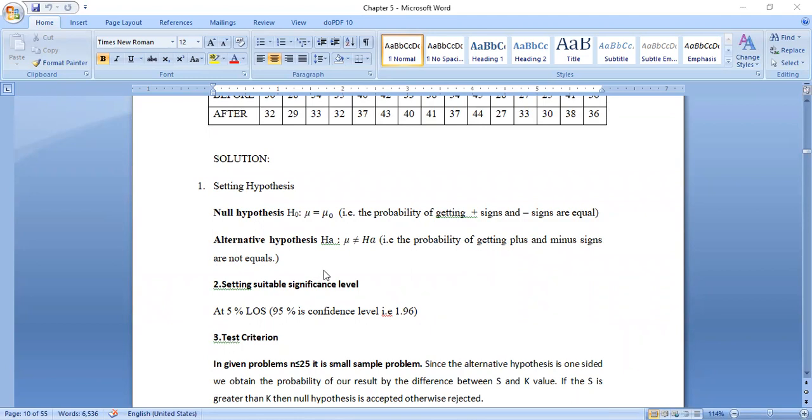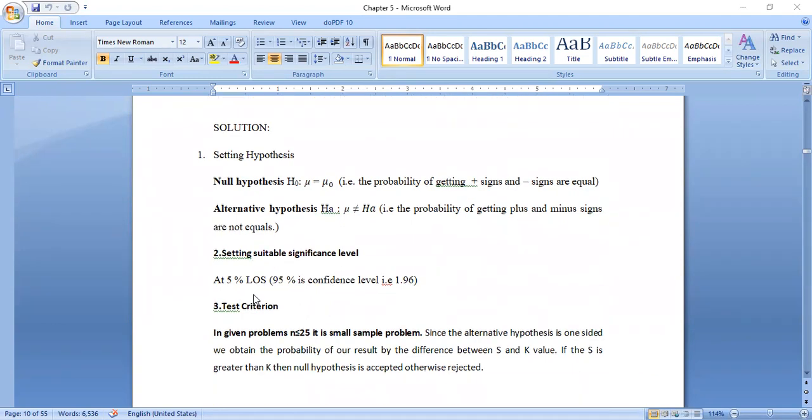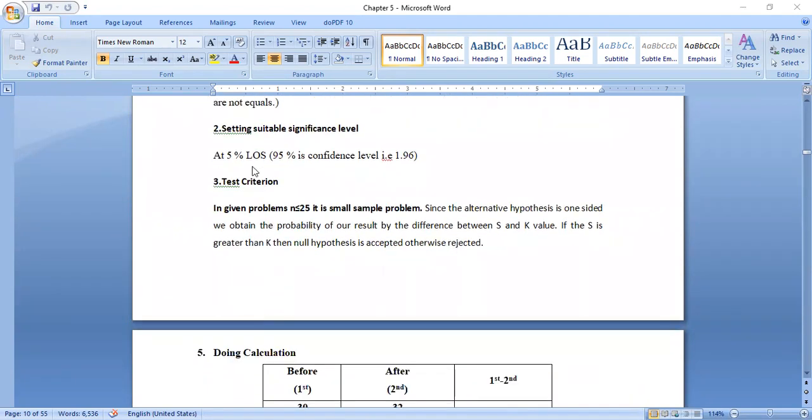So we are doing the small sample sign test. In the small sample sign test, we go for comparing with K and S values only. So here we simply need to ignore the 0.05 LOS as well as the 1.645 critical value. Simply, according to the process, we have written here: setting suitable significance level at 5% LOS, 95% is the confidence level, that is 1.96. It is customary and it is the procedure we have written here.